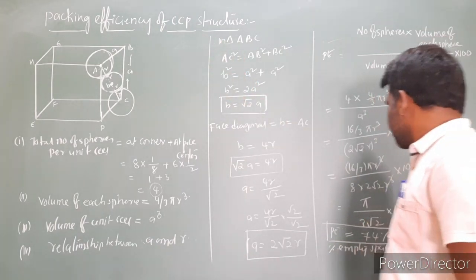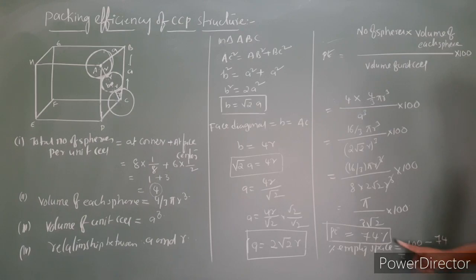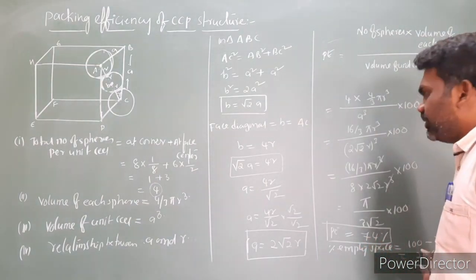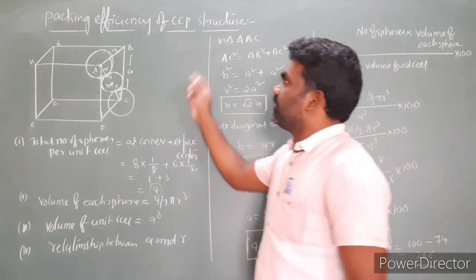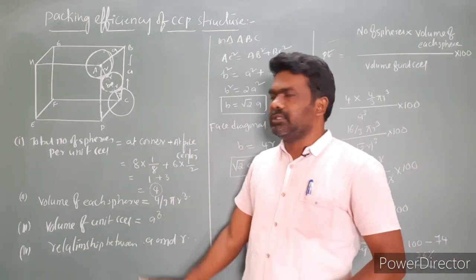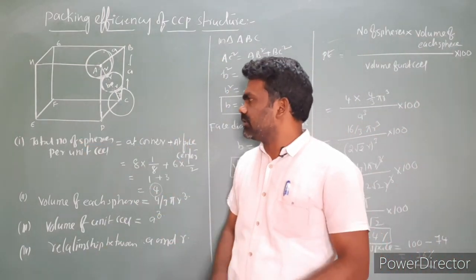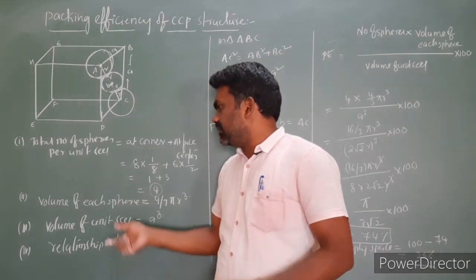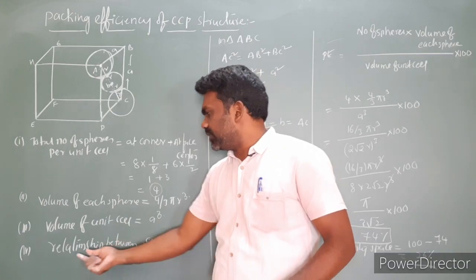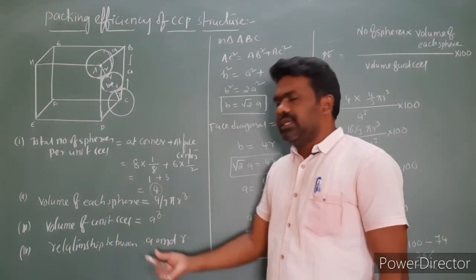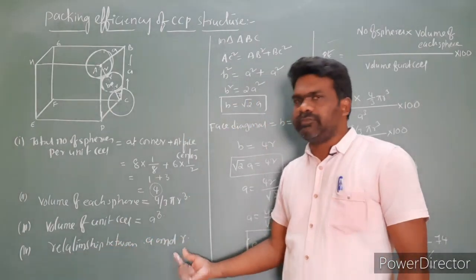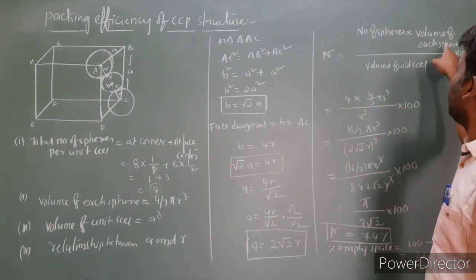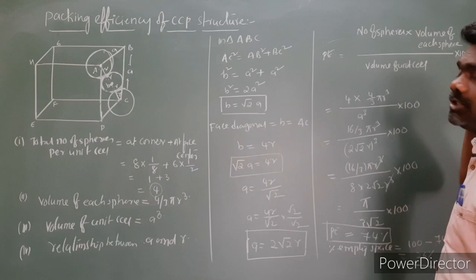So the packing efficiency of CCP is 74% and the percentage of empty space is 26%. So whatever the unit cell may be, we have to find these 4 points. We have to find the total number of spheres per unit cell, volume of each sphere, volume of unit cell, and next one is the relationship between edge length a and radius of sphere. And this is the formula of packing efficiency: number of spheres into volume of each sphere by volume of unit cell into 100.